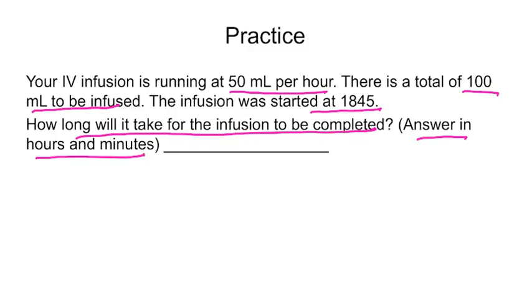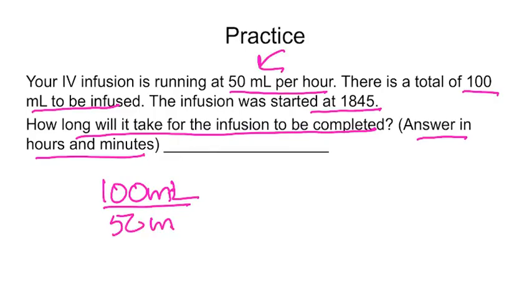Okay, how long? So I have my infusion time. And my way to figure out infusion time is I want to look at my total milliliters. I have my total milliliters of 100 milliliters, and I want to divide that by my hourly rate. And in this case, my hourly rate is 50 milliliters per hour. That's messy. I'm going to rewrite that. Sorry about that. 50 milliliters per hour.